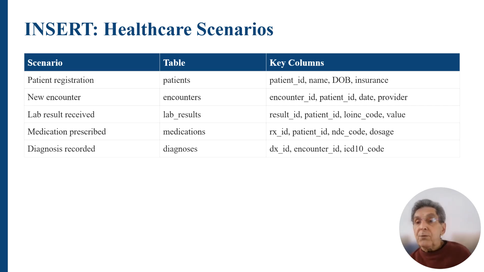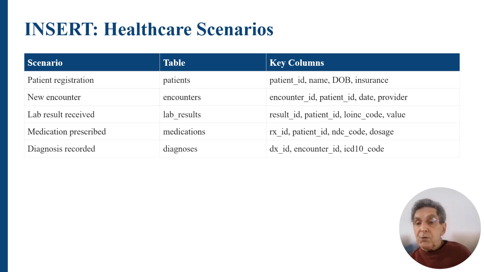All right, let's walk you back through the most common insert scenarios you'll encounter in our healthcare databases. Patient registration creates a new record in the patients table with identifying information like patient ID, name, date of birth, insurance details. When a patient visits a provider, we create a new encounter record, linking the patient to the provider with a date and visit type. Also, when lab results come back, we insert into the lab results table with the patient reference, the LOINC code identifying what test was done, and the actual result values.